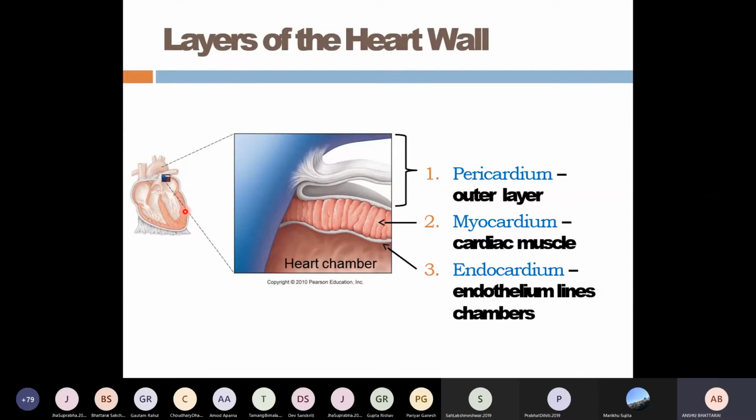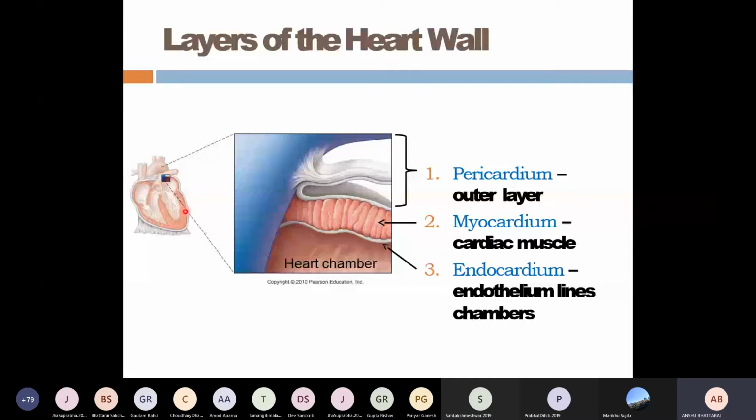And as I've already mentioned, the myocardium of the left ventricle is thicker than that of the right ventricle because the left ventricle has to push blood against the high pressure of systemic circulation. And pericardium is the outermost connective tissue layer that forms a sac.